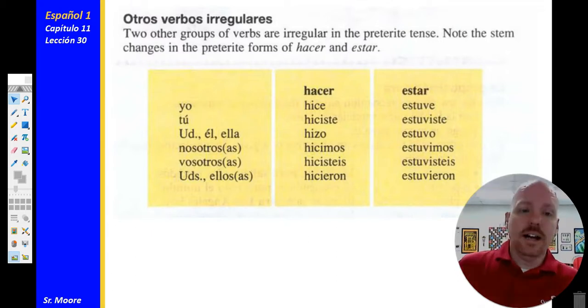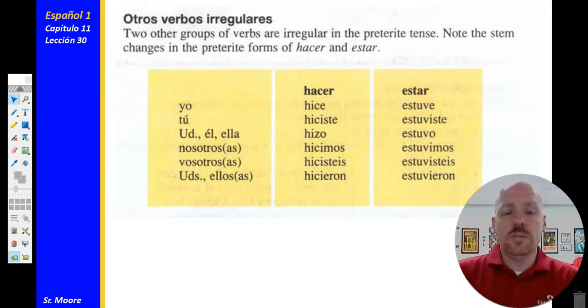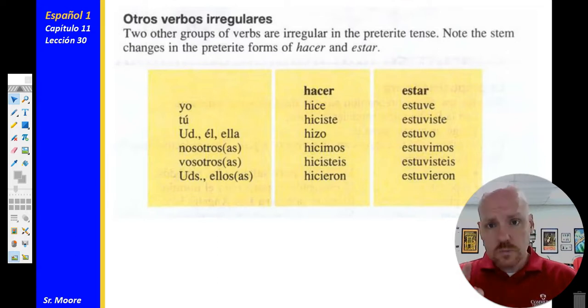As we review our preterite conjugations, remember that there are two other groups of verbs that are irregular in the preterite tense. I want you to look at the verb hacer, which is to make or to do, and then the verb estar, which is to be. You'll remember that estar is for location and condition, but each of these represent another group of irregular preterite conjugations.